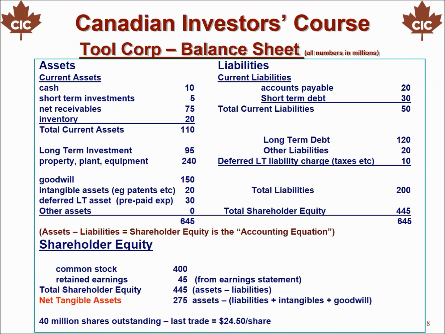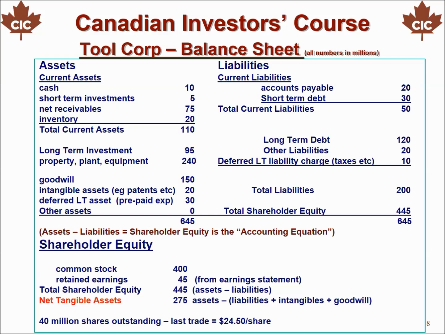On the liability side, you've got accounts payable for 20, short-term debt for 30, giving current liabilities of 50 million, and then you've got long-term debt and other liabilities and deferred long-term liability charges like taxes and so forth. So the total liabilities of 200 million, and shareholder equity added to that 445 million, so 645 million, because the shareholder equity is what balances out the balance sheet. A balance sheet, because it's called a balance sheet, has to balance. 645 has to be the same both sides, and so the shareholder equity is the difference between the liabilities and the assets.